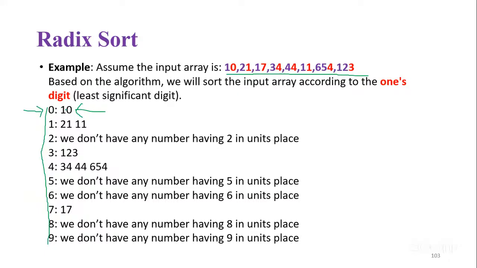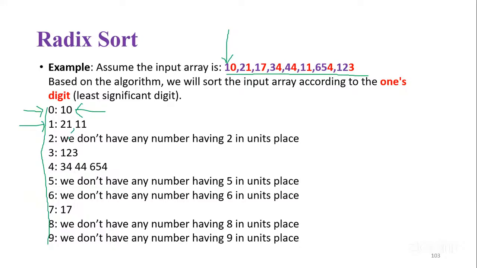Write the number here in which you have 0 in the unit place. So how many numbers do we have here? Only one. That is 10, where we have 0 in the unit place. So I am writing 10 here.